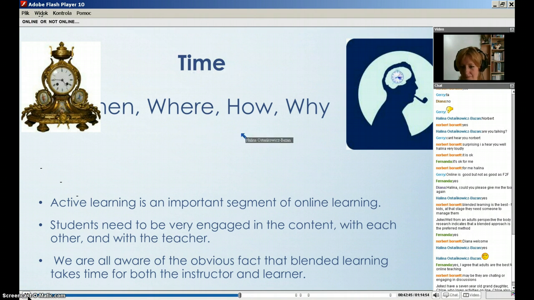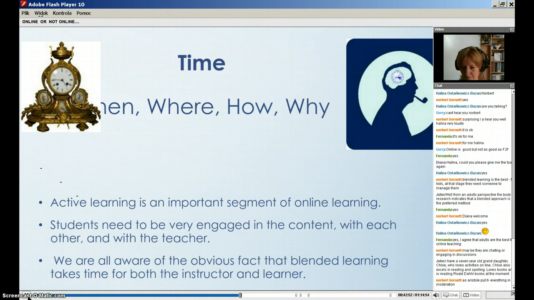Okay, and when, where, how, and why? This was my question. And how about active learning? How do you manage to change passive learners into active learners? There are so many theories, so many approaches, but I'm talking to you, you're here, you're present. I would like you to tell us what your methods are to activate your learners.